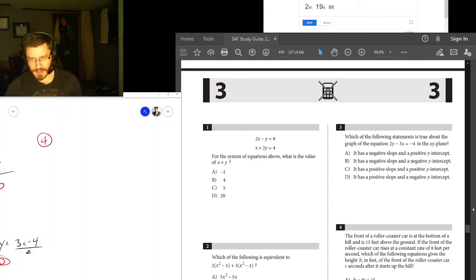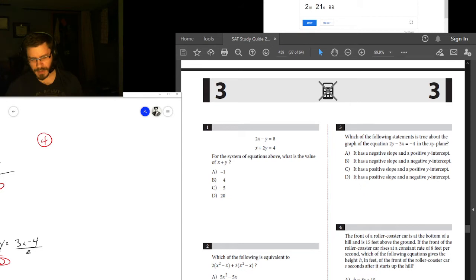Front of the roller coaster. I see right away that the answer choices are all linear functions. They have alternating slopes and different y-intercepts. We have 15 feet above the ground. That's a y-intercept, so boom, we're done. It's A.